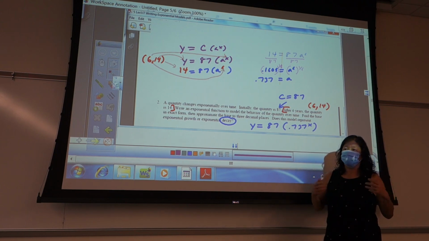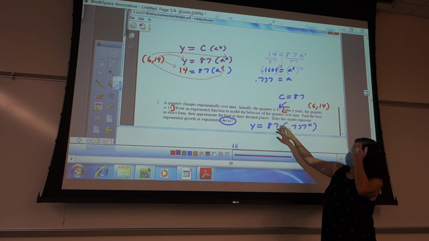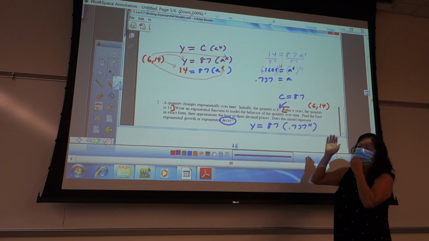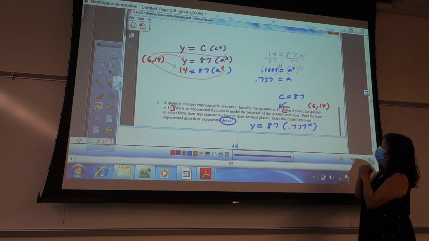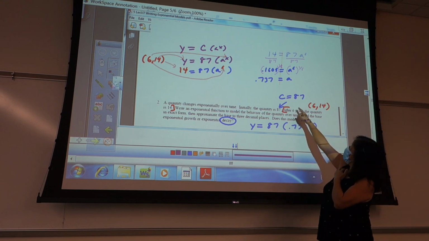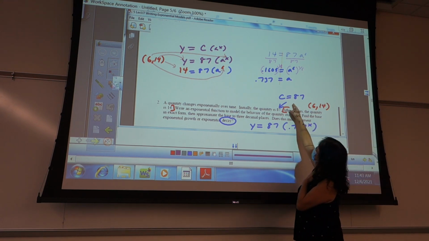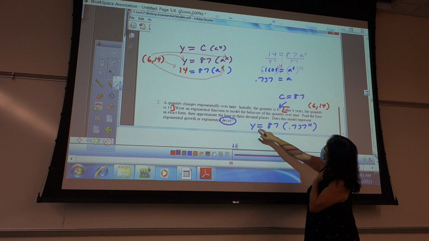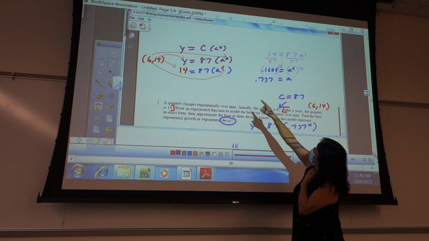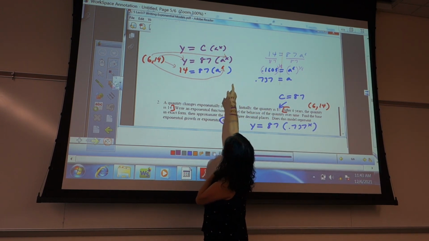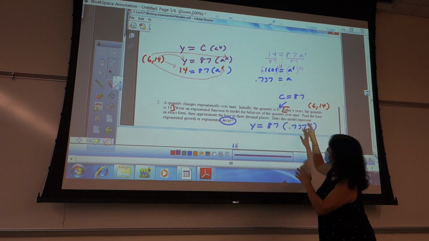Your initial amount. Oh, okay. So then you know that your c is 87. So then you have y equals 87 times a to the x. So then you find the other point.